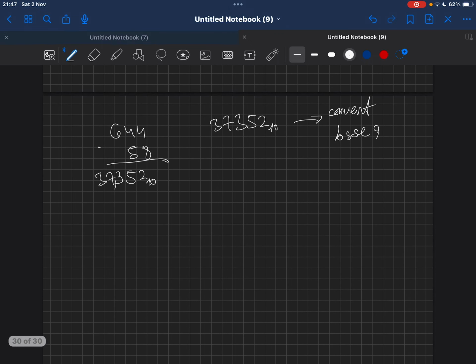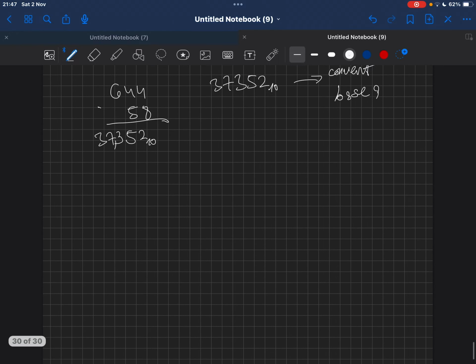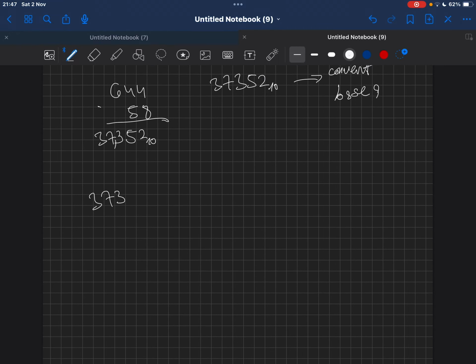So what we will do is divide this number by 9 and keep the remainder each time, and divide until we get a quotient of 0. Then we'll take all the remainders, from last to first, and we'll get our number. So let's start. We divide it by 9 and we get 4,150 with a remainder of 2. This is the remainder.